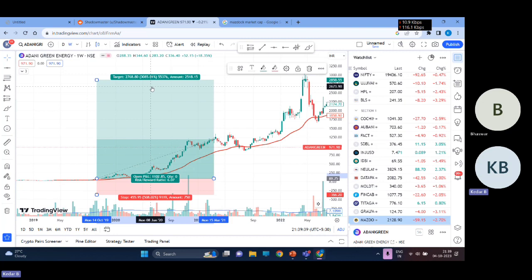100% return means 2x your capital, which means 10,000 becomes 20,000. 1000% return means 11x your capital. So 3000% is 31, about 33 times your capital. If you had invested just 1 lakh, it would have become 33 lakhs by now, I mean, 33 lakhs by 2022. This is the amount of move it gave, even having poor fundamentals. No fundamental investor believed in this stock.